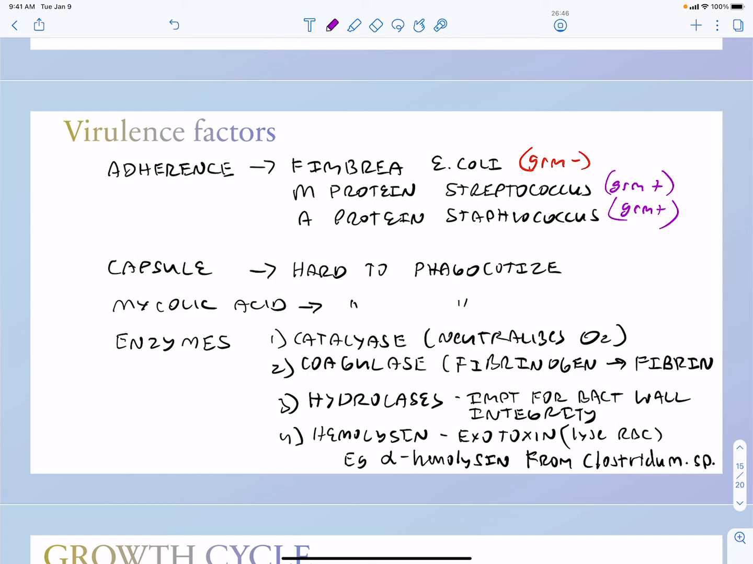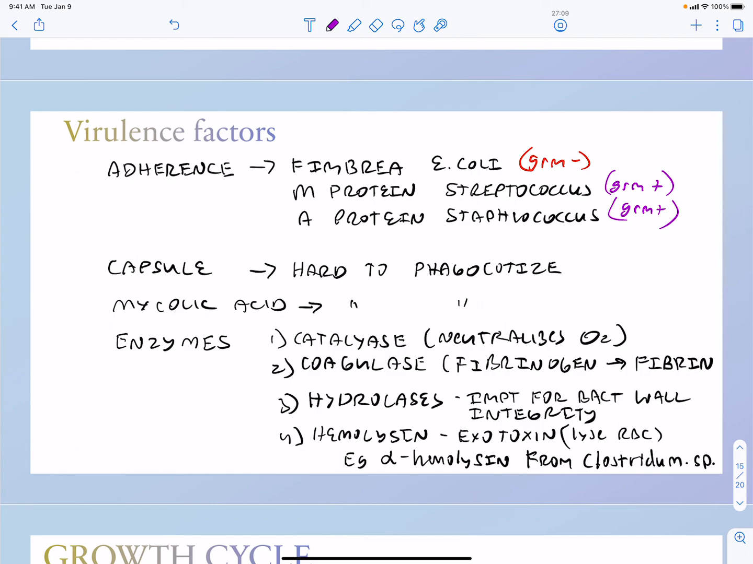They all have their own ways of adhering to our cells. So E. coli will use fimbria. Strep has an M protein, staph has an A protein, and they're all going to be important for adhering. They have other functions as well. The M protein is going to protect strep, for example, but one of their main functions is to adhere. Remember, bacteria have to get in and stay in.